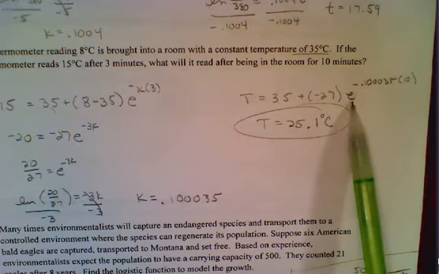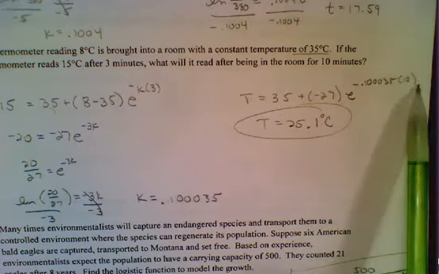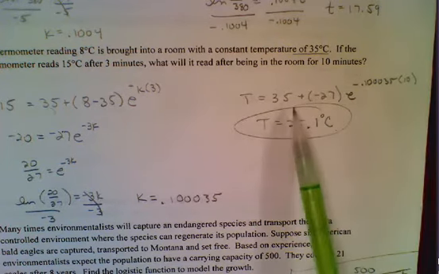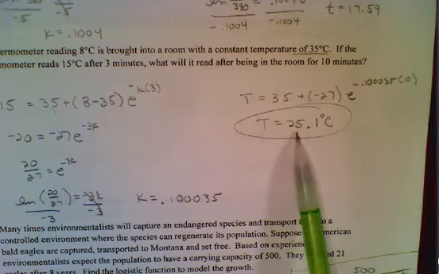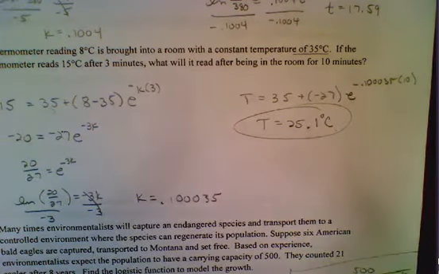I always start over here and take e to this power. Make sure this is in parentheses. Then I multiply that by negative 27, and then I add 35. And I get 25.1 degrees Celsius. Okay, so that's the temperature problems.